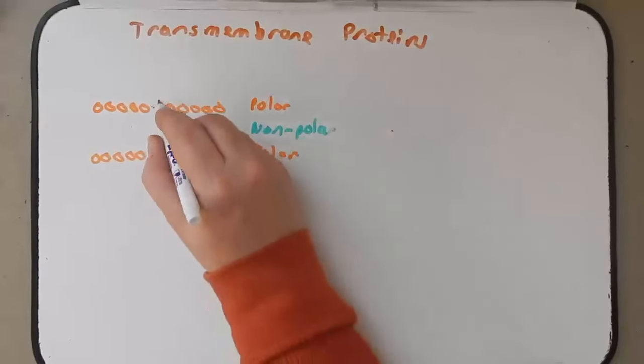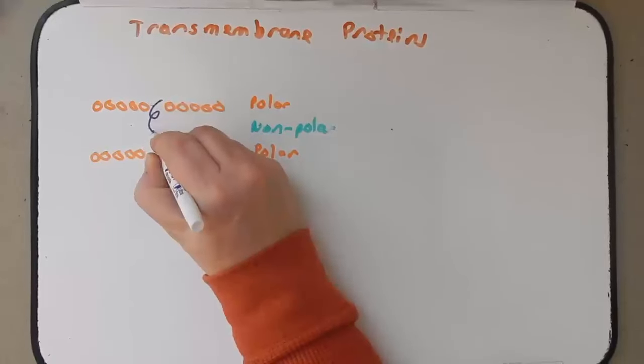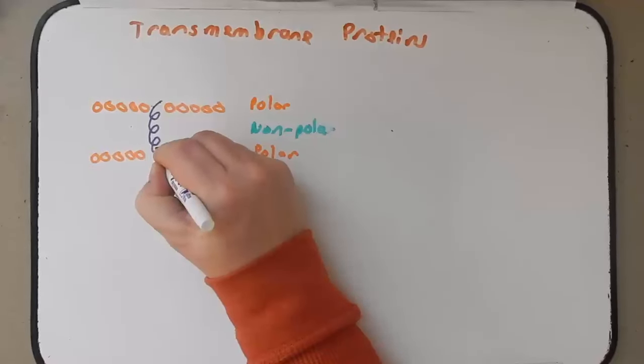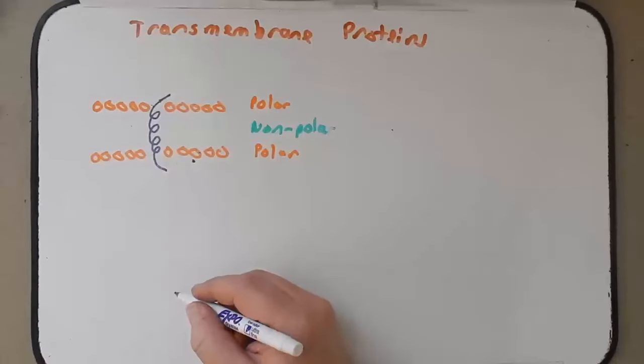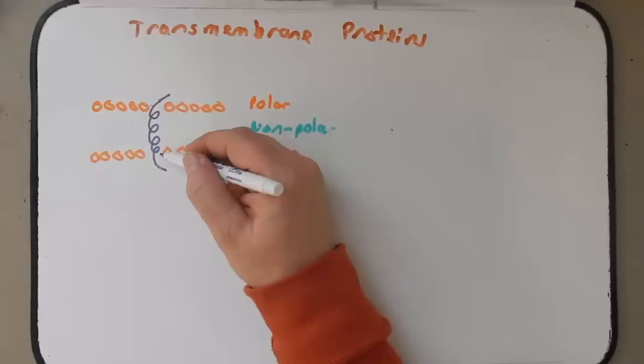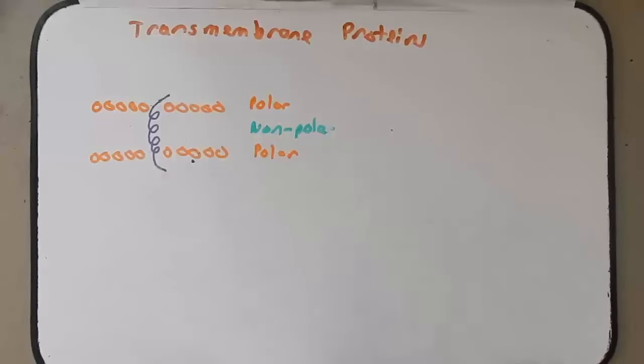Now this transmembrane protein goes from one end of the membrane to the other end of the membrane. We could have other structures here, but a common motif is that it forms these alpha helices, the part that spans the membrane. The alpha helix, remember, forms due to hydrogen bonds along the protein backbone.